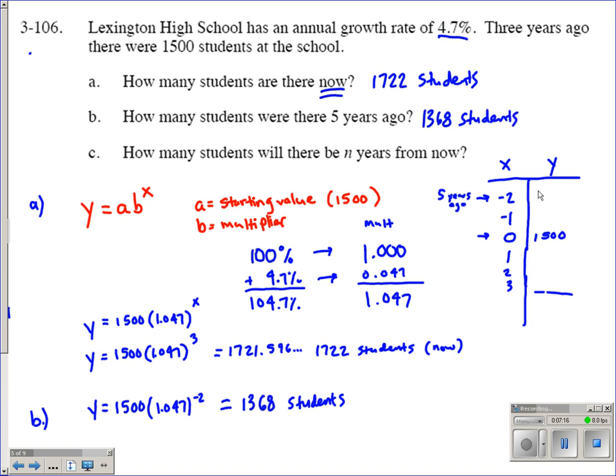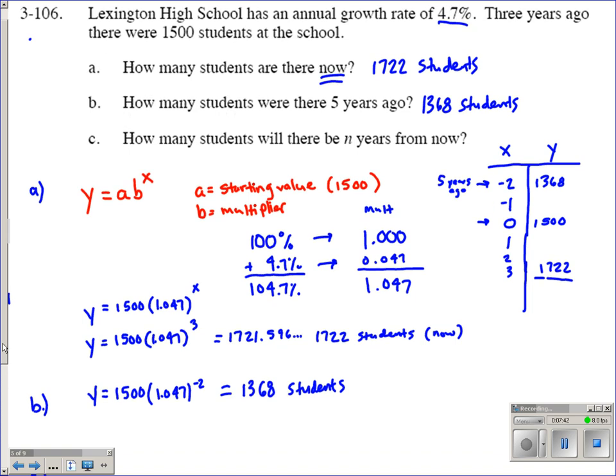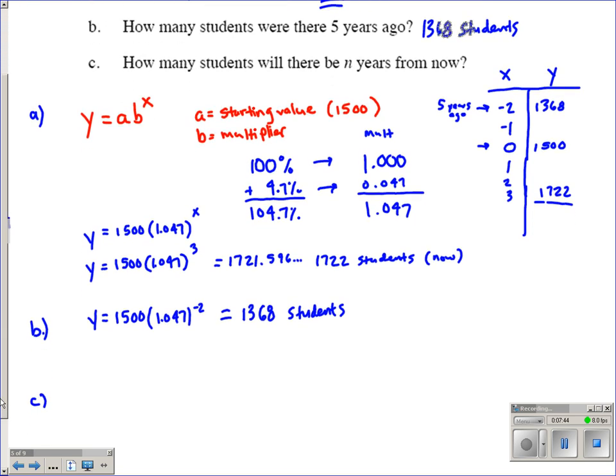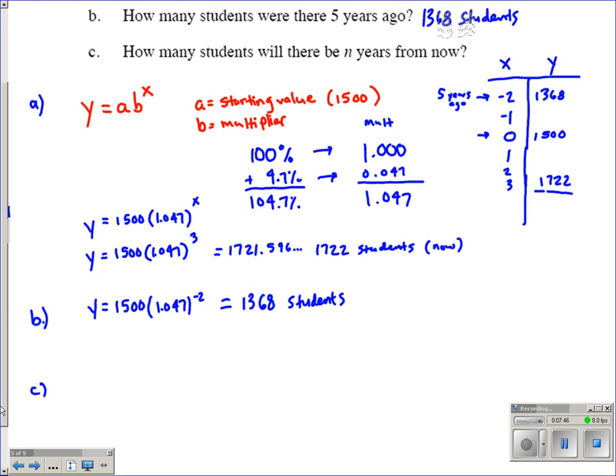I guess I could fill in my table a little bit here. I knew that this one was 1,368 right here. This one is 1,722. Now part C says, how many students will there be n years from now? And this one's tricky. And there are several approaches you can take. If we want to continue using the same equation that we've already started using, to me that would probably be easiest.